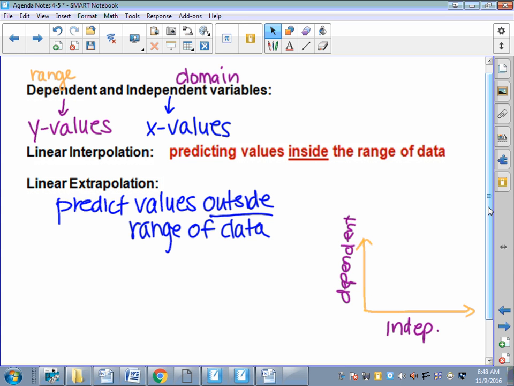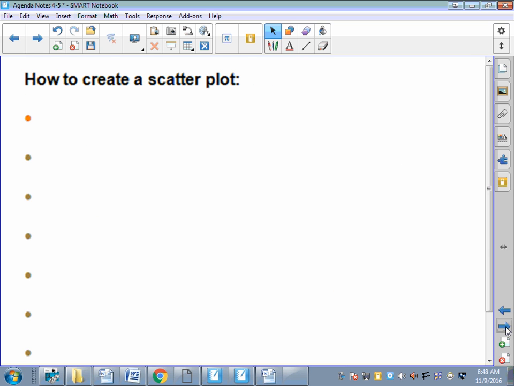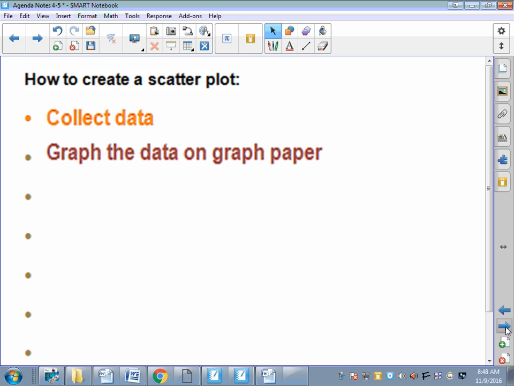I'm going to go through this and then I'm going to tell you your lesson summary and practice is the big thing that I kind of step by step you through. So first thing you got to do to create a scatter plot is collect or be given data, because I'm going to give you the data. We're going to graph that data on graph paper. You do have to decide on your X and Y axes.